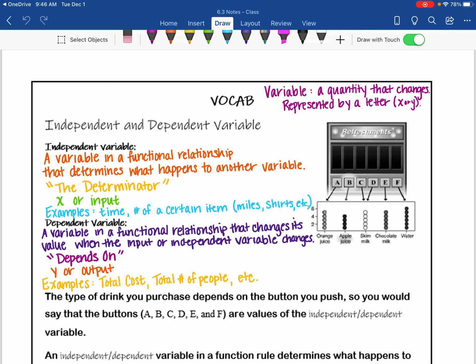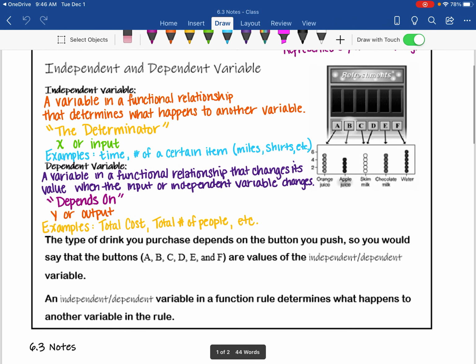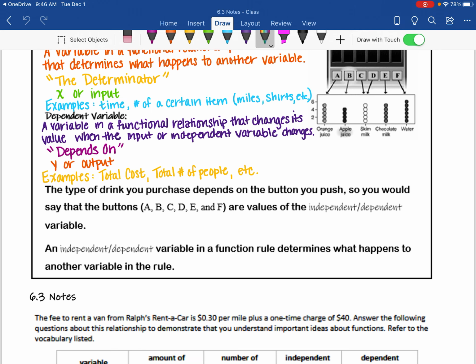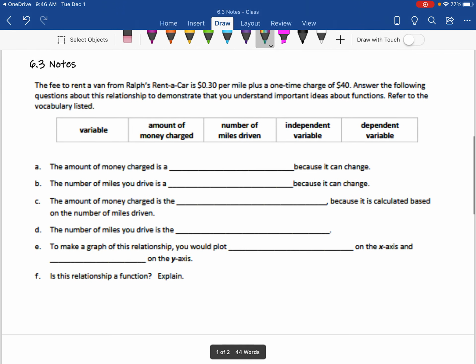Okay, so we're going to think about the vending machine example from yesterday. And we're thinking about the fact that the type of drink you purchase depends on the button you push. So you would say that the buttons are the determinator, right? The buttons determine what type of drink. So that means that the buttons are the independent variable. And an independent variable in a function determines what happens to the other variable, okay? The button you push determines what kind of drink you get.